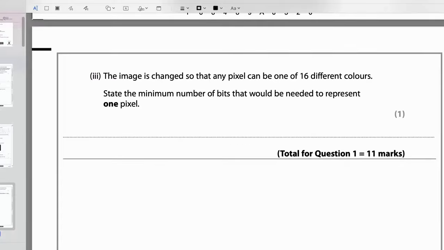And the last one of question 1, the image is changed so that any pixel can be one of 16 different colours. Take the minimum number of bits, minimum, note the word minimum there, that will be needed to represent 1 pixel. So if we now got 16 colours, we now need 4 bits. And that completes question 1 for a total of 11 marks.